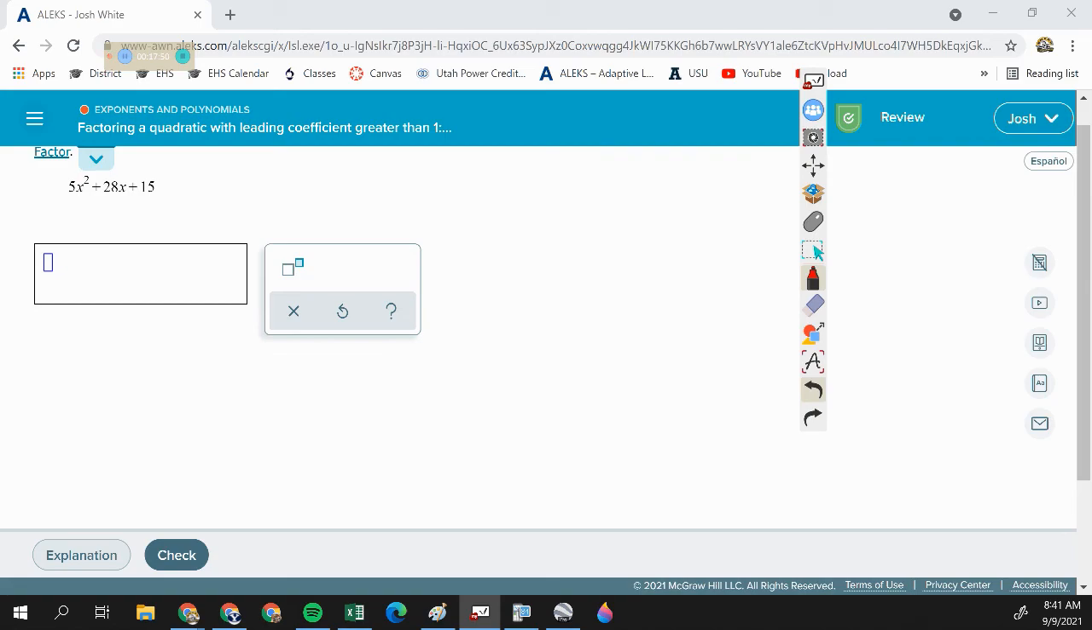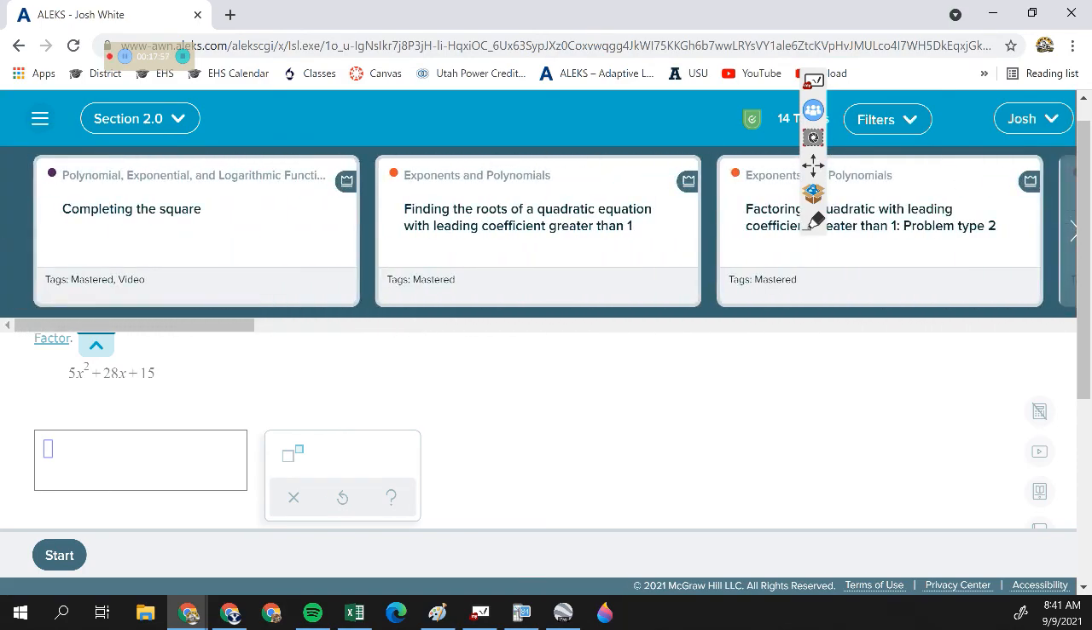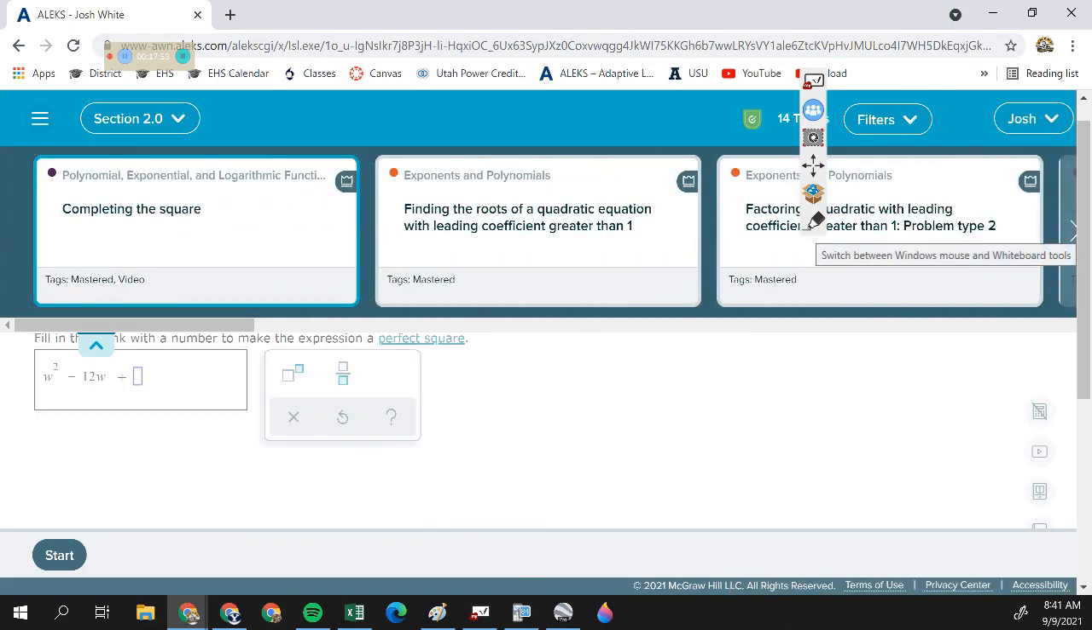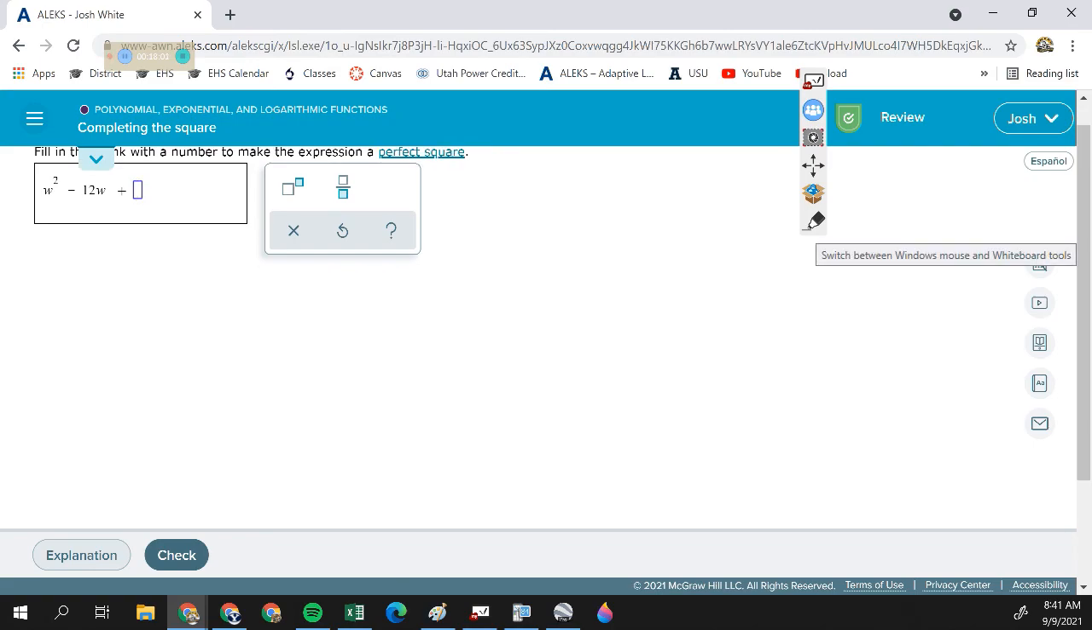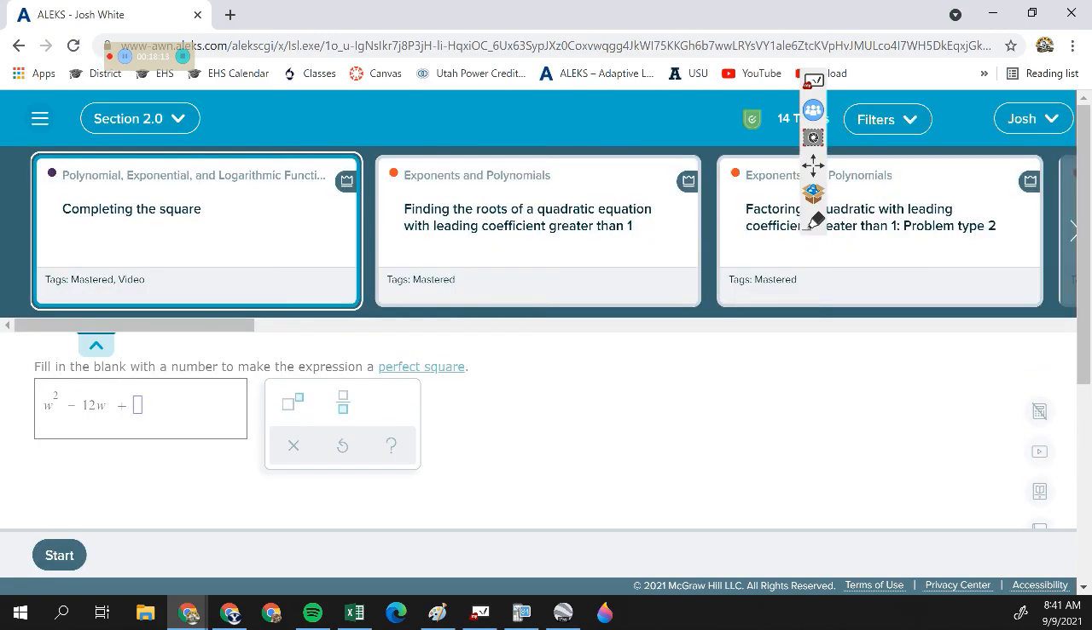The last problem type is complete the square. Oh, really? Oh, geez. Nope, I'm going to take that off. That's dumb. We'll have to do complete the square a different day. Okay, that's it. Get to work.